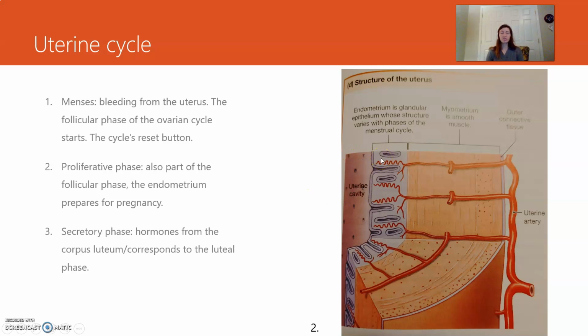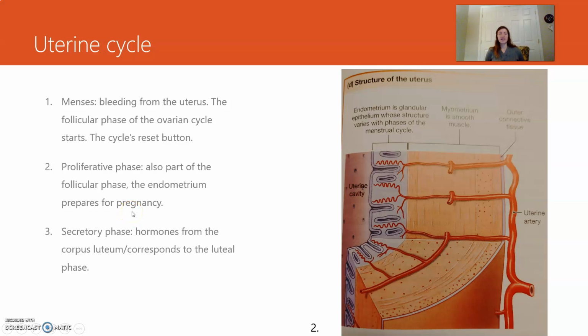So phase 2, the proliferative phase. This is also a part of the follicular phase, and a little bit of ovulation. It bleeds into ovulation. And this is where, after menses, this layer is gone. So the proliferative phase is going to build it back up. It's going to restore that endometrium and get it going again so that the uterus is ready to accept a fertilized egg. And ovulation happens somewhere at the end of the proliferative phase.